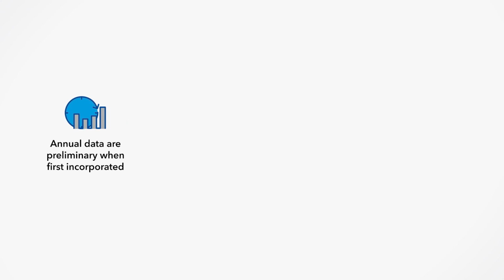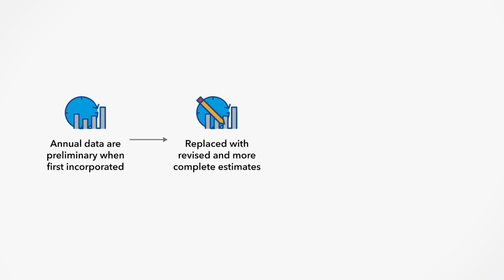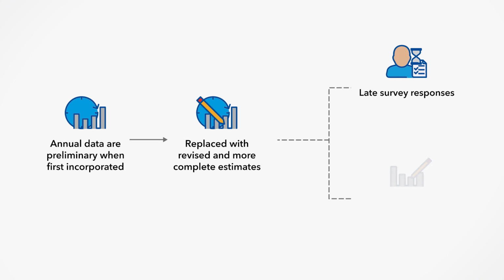The annual source data are generally preliminary the first time they are incorporated and will be replaced by revised and more complete annual estimates the next year, or in some cases, the next 2 years. These revisions to the annual source data reflect the same factors that lead to revisions of monthly or quarterly short-term indicators, such as late survey responses or corrections to the initial estimates.